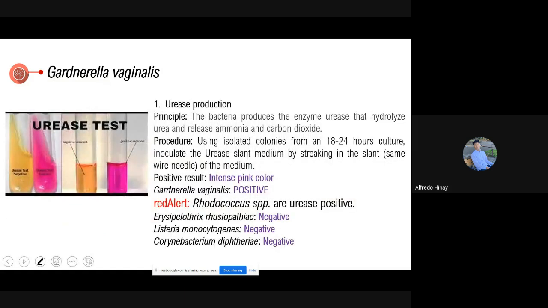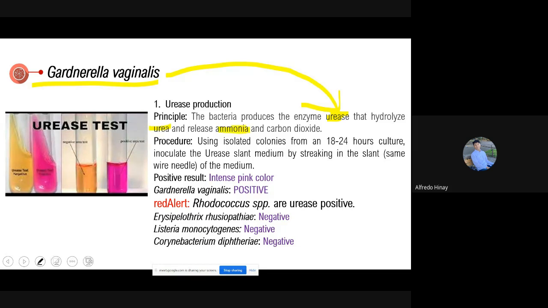Next, you have your urease production naman class. Madali lang yung urease production kasi tinitignan daw natin if the organism will release urease. Sino yung organism natin class? Correct, Gardnerella vaginalis. So if meron tayong Gardnerella vaginalis class, it will release an enzyme urease that will hydrolyze urea to produce ammonia.